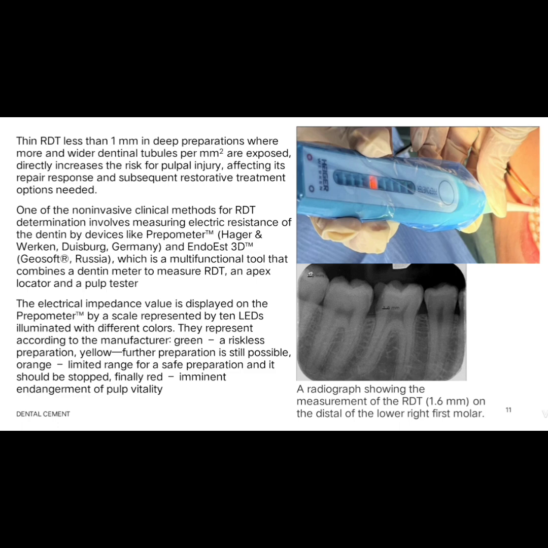Then comes yellow, which shows further preparation is still possible. Then orange, where a limited range of safe preparation can be done, and then it should be stopped. It is like an indication to be very careful. And then finally red, which shows imminent endangerment of pulp vitality.